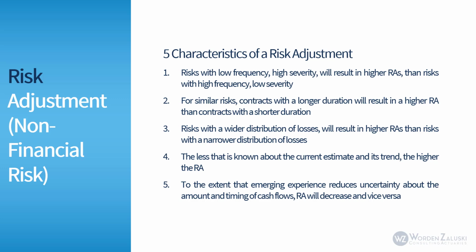4, the less that is known about the current estimate and its trend, the higher the risk adjustment. So the less you know about the risk, the higher the risk adjustment. 5, to the extent that emerging experience reduces uncertainty about the amount and timing of cash flows, the risk adjustment will decrease and vice versa. So as new emerging experience reduces that uncertainty, you get more familiar with that risk and more certain about what it might look like, that will decrease the risk adjustment. Whereas if emerging experience creates more uncertainty in that estimate, then the risk adjustment will increase.